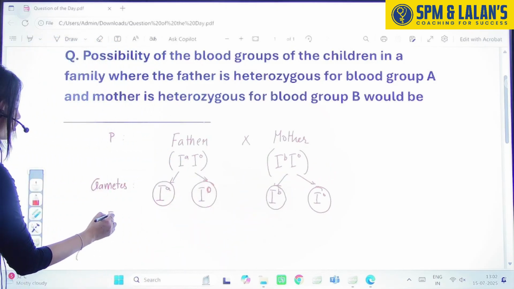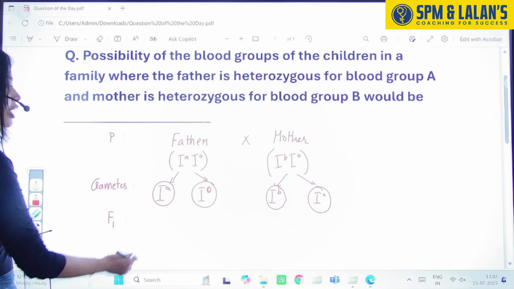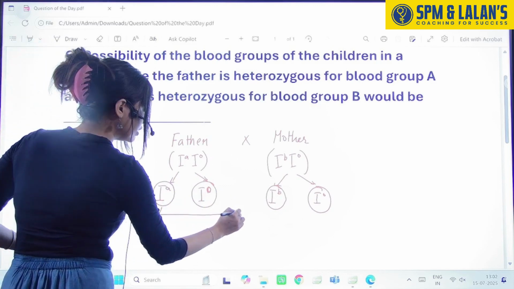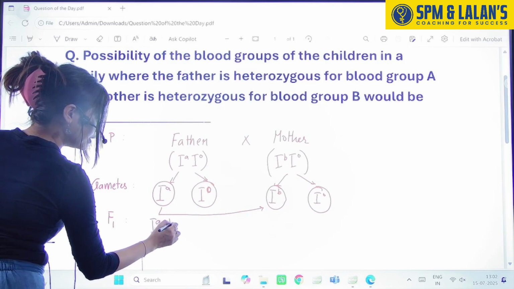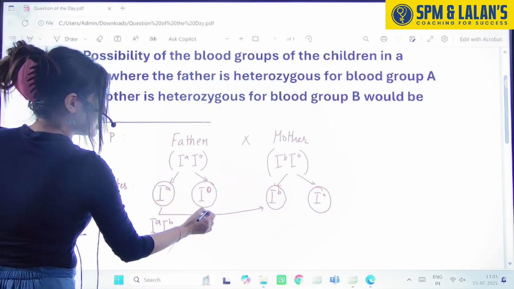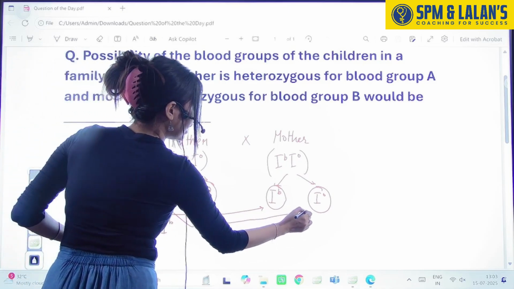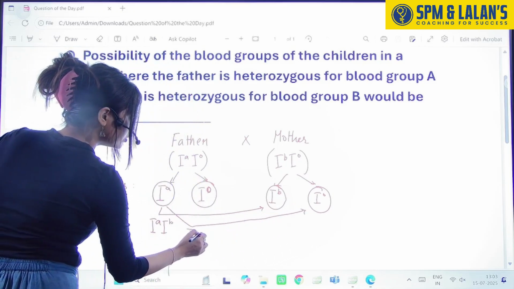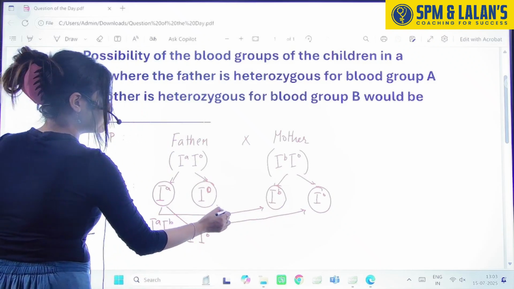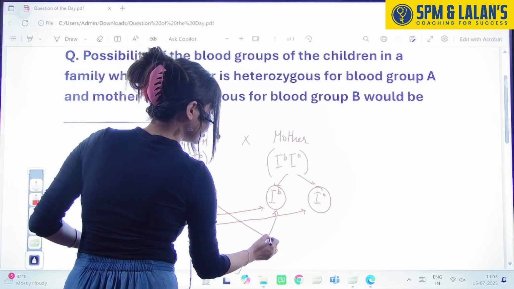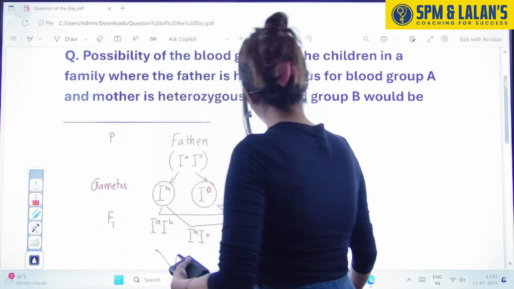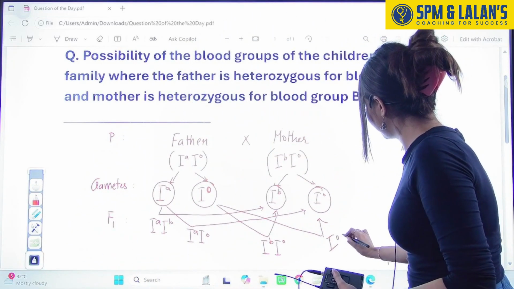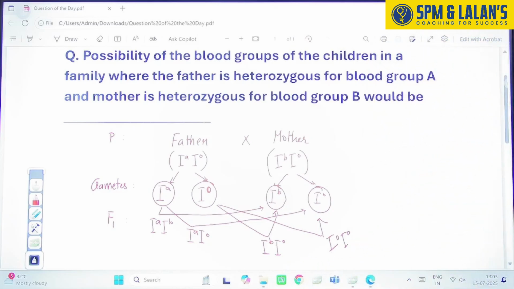Now for the F1 generation, the first generation progeny, the offspring, we'll combine the gametes. The first combination is IA combining with IB. The second combination is when IA combines with IO. The third combination is when IO combines with IB. And the fourth combination is when IO combines with IO. So these are the probable genotypes of the first generation offspring.